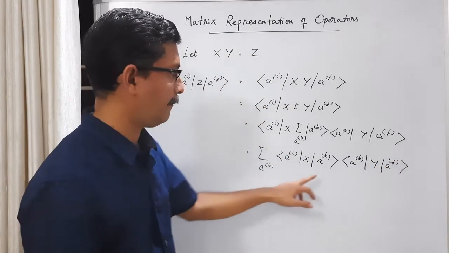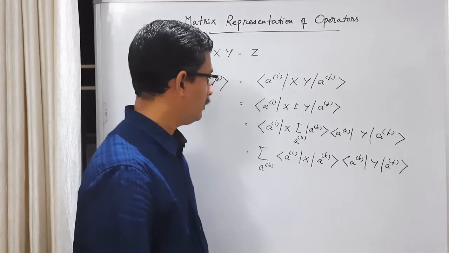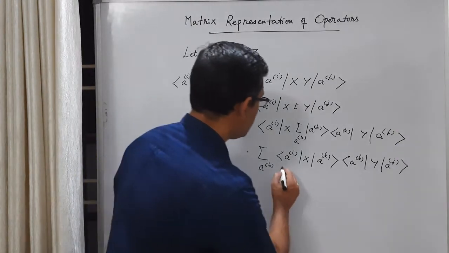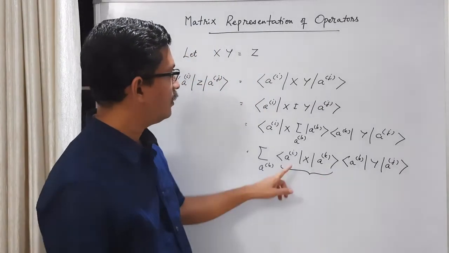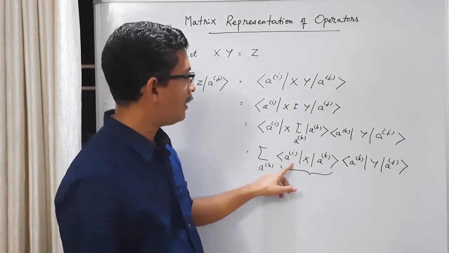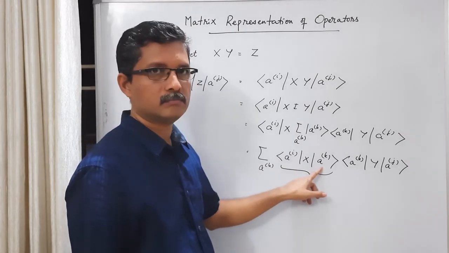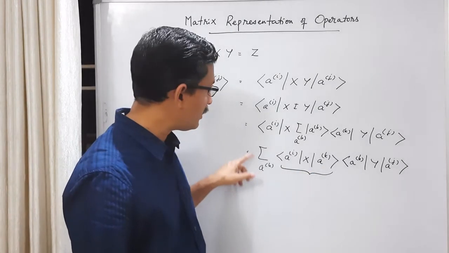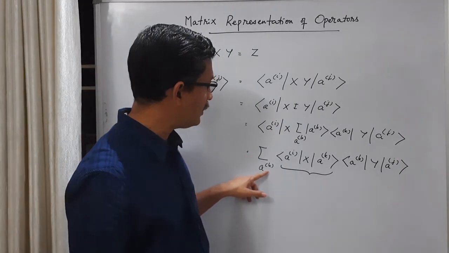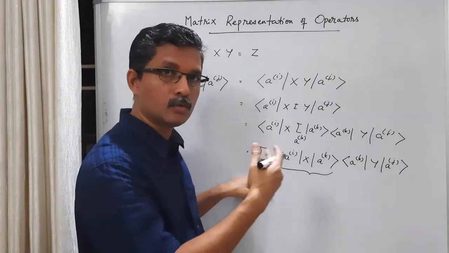Summation is over AK. Now let us look at what this matrix element is. This is in the ith row and kth column, right? But at the same time we are summing over AK. This summing over AK means that we are taking 1, 2, 3 up to n.